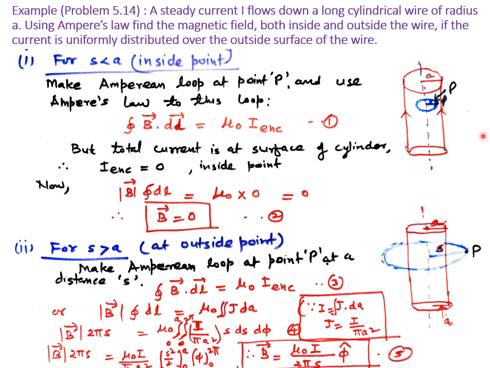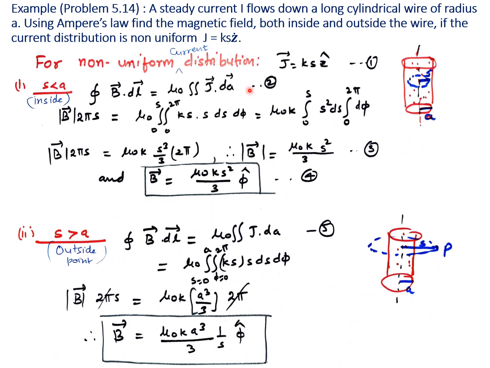But the second case we will discuss is when there is a non-uniform distribution. In this case, this example is similar to the last example, only now we have the current density J equal to K s into z cap. So current is distributed in this cylindrical wire. So again we have to find out the magnetic field at the inner point and outer point.